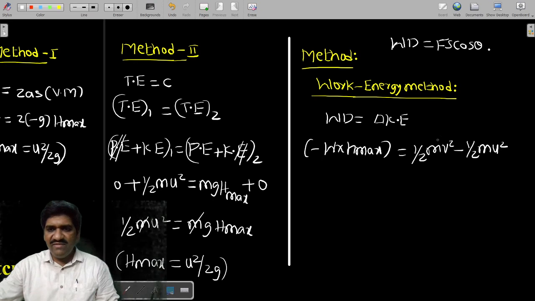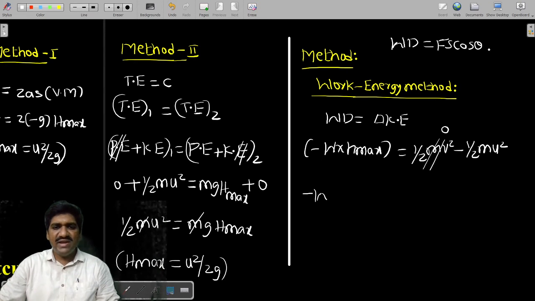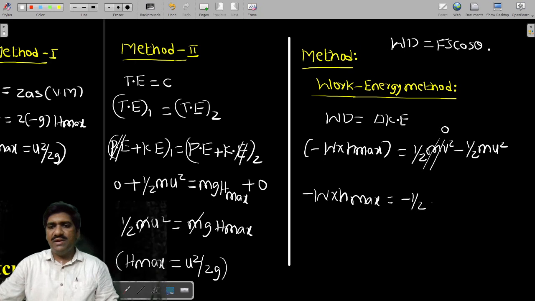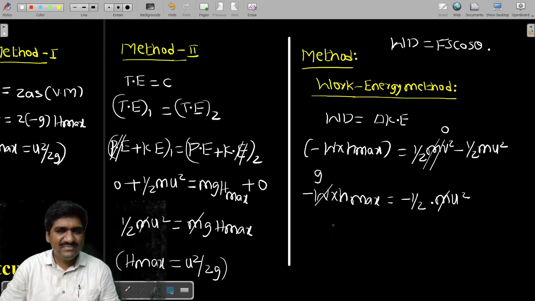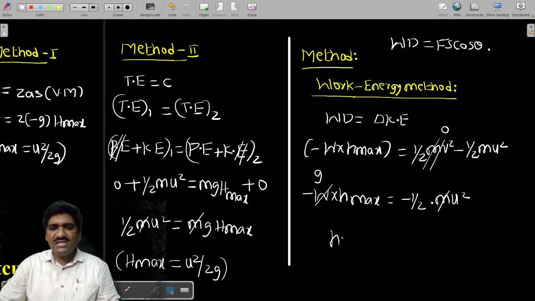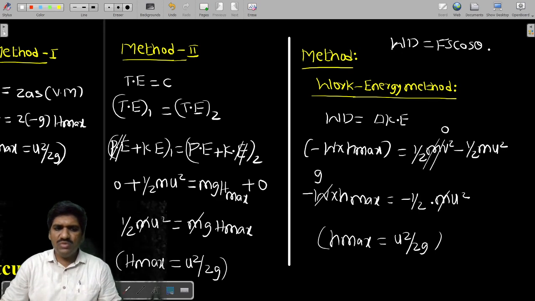So the final velocity after reaching the maximum has to become 0. Here we can take W into h maximum as always equal to half multiplied by m into initial velocity square. Can I cancel this m with small g or not, because weight is always equal to mass into gravity? After rearrangement and cancelling this minus, you will always get u square by 2 into g.